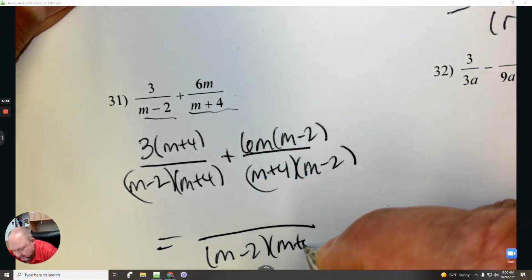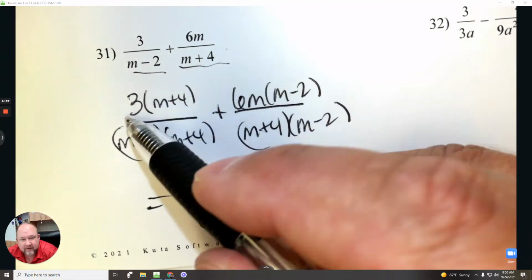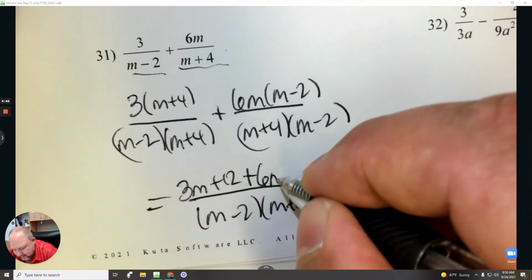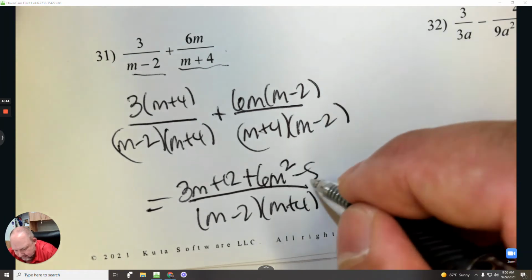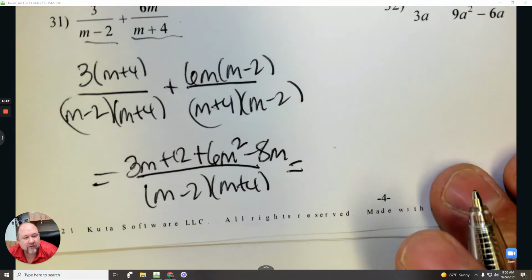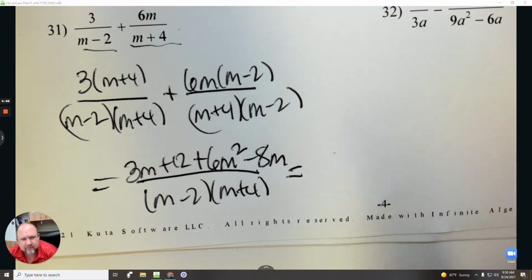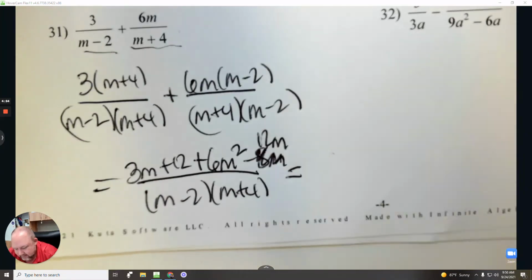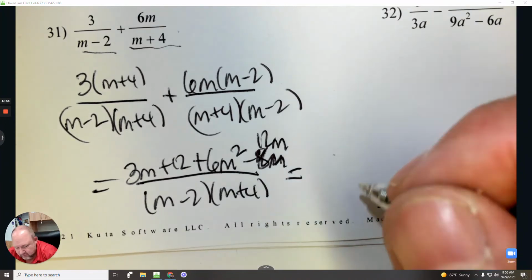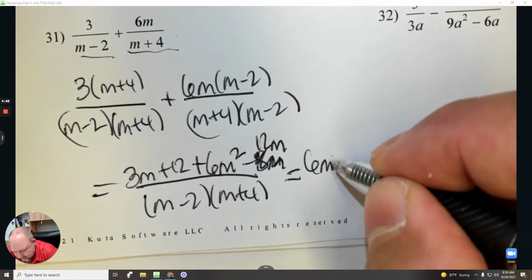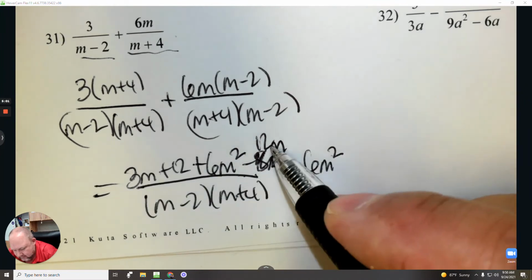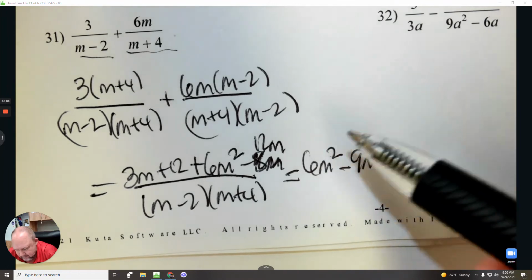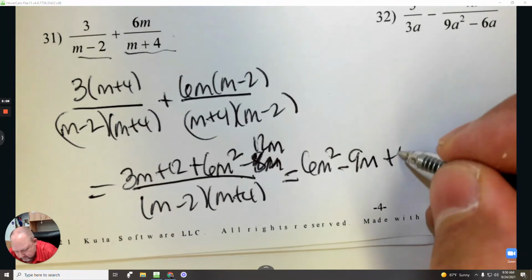So now I have common denominators. And then I'm going to distribute. That's 3m plus 12 and 6m squared minus 8m. And then your last step, 8m, 6 times 2 is minus 12m. And now combine like terms. So we have 6m squared, 3 take away 12 is negative 9m, and then plus 12.